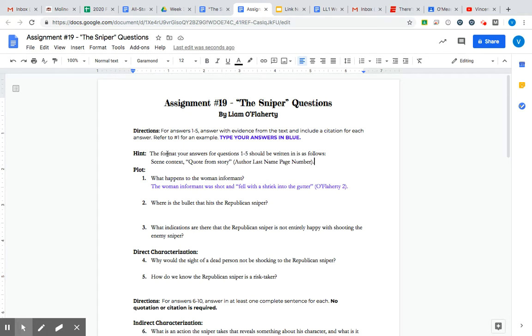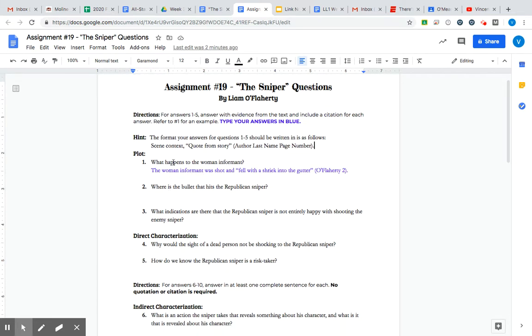A little hint, so if I'm a student and I'm writing answers for questions 1 through 5, I would try to follow the format written here below. This is what we're looking for. This is how we're going to practice quoting in the future. So this is great practice to include some good quotes as evidence in your writing later on.